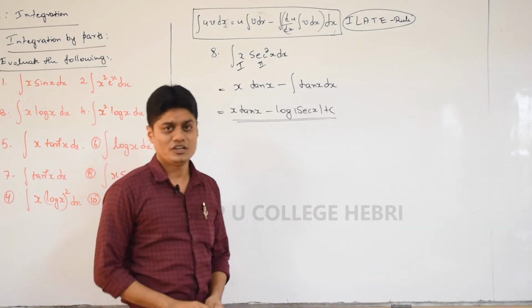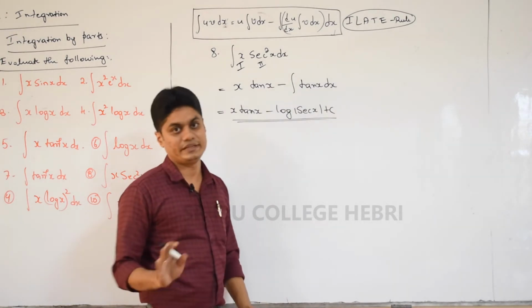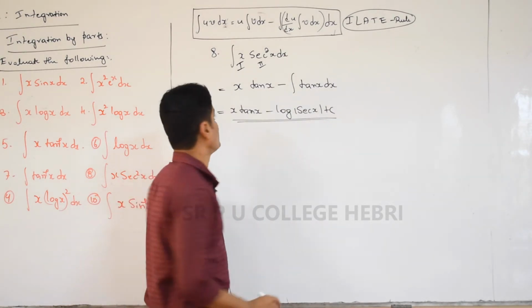Understood? I hope you know the integration of secant square x is equal to tan x. Because of that, this problem will be completed very, very easily. Understood? Very good.